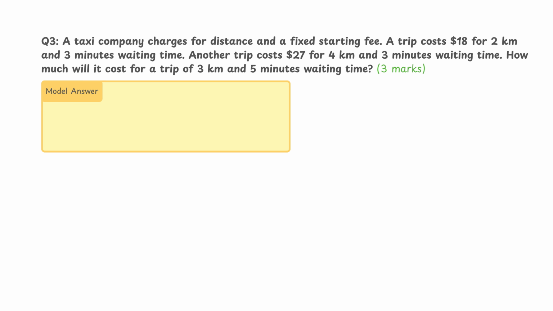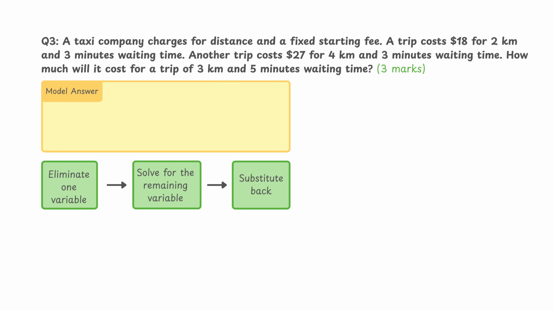Question 3. A taxi company charges for distance and a fixed starting fee. A trip costs $18 for 2 kilometers and 3 minutes waiting time. Another trip costs $27 for 4 kilometers and 3 minutes waiting time. How much will it cost for a trip of 3 kilometers and 5 minutes waiting time? This question is worth 3 marks. Let's go step by step and follow the process carefully.